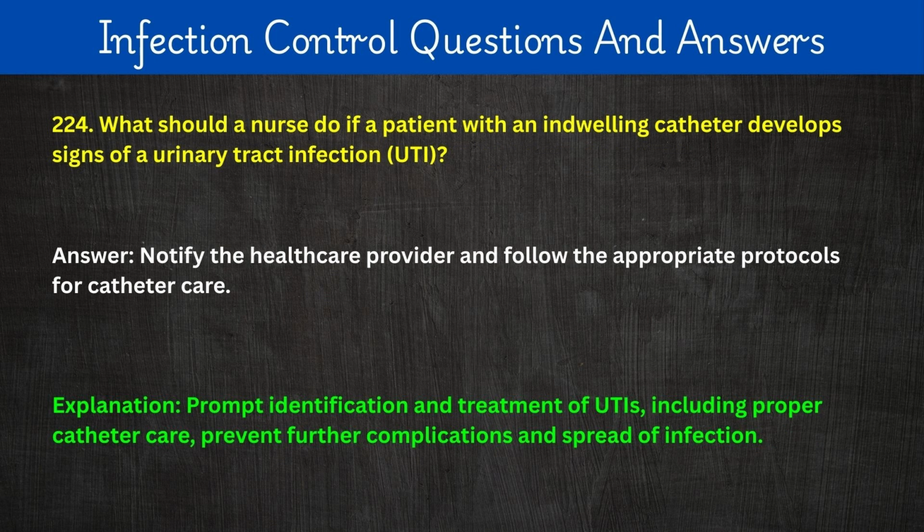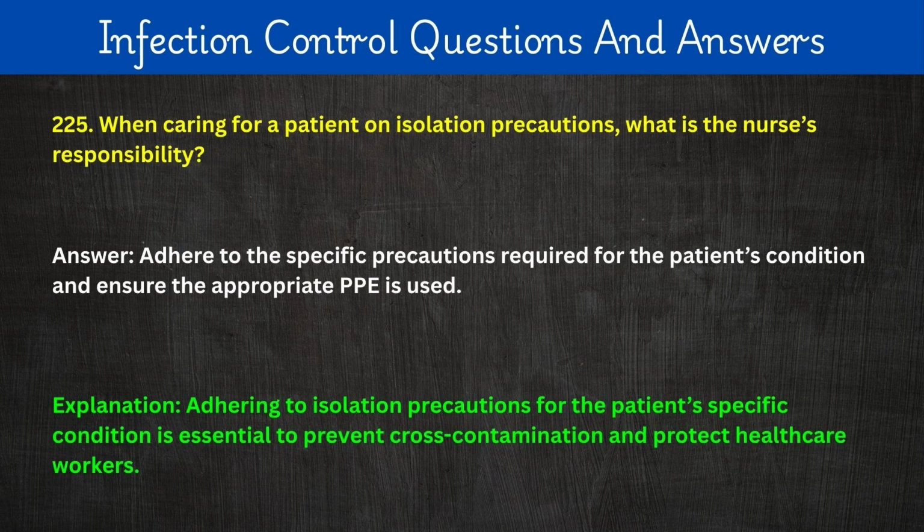224. What should a nurse do if a patient with an indwelling catheter develops signs of a urinary tract infection, UTI? Answer. Notify the healthcare provider and follow the appropriate protocols for catheter care. Explanation. Prompt identification and treatment of UTIs, including proper catheter care, prevent further complications and spread of infection.